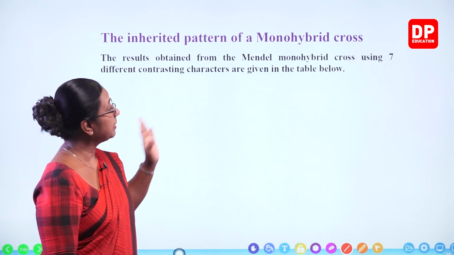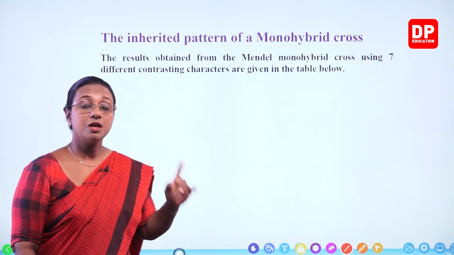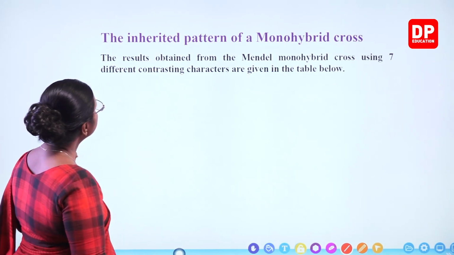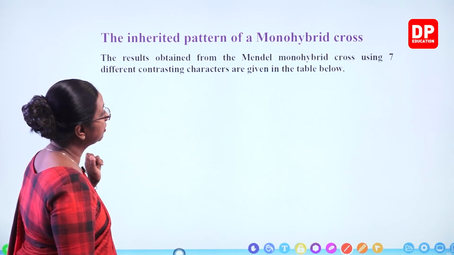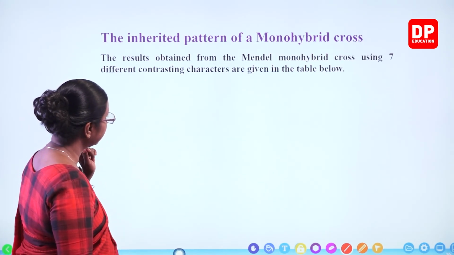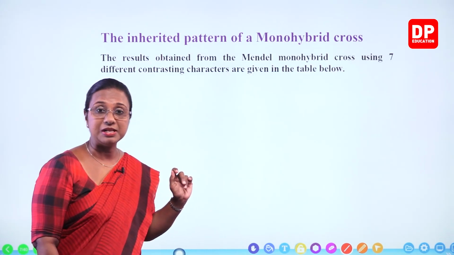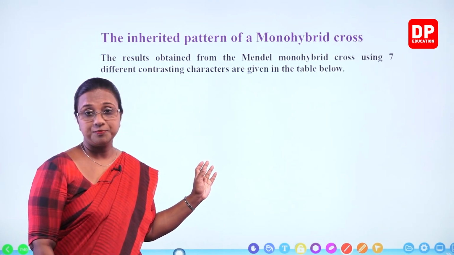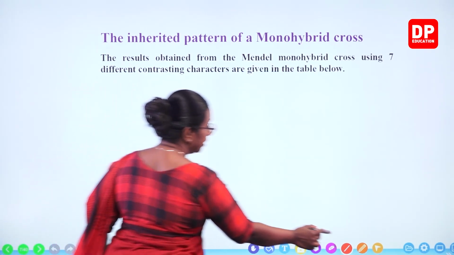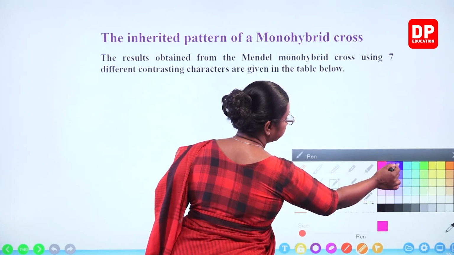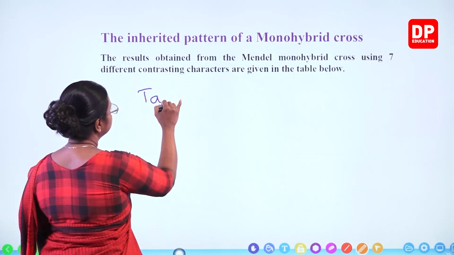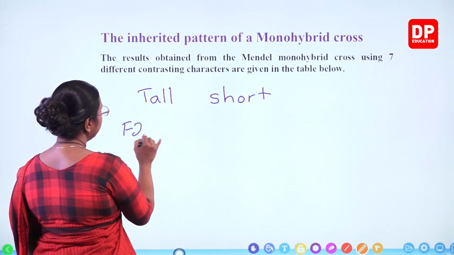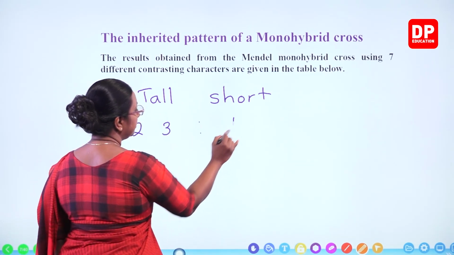You already know the meaning of monohybrid cross: one pair of contrasting characteristics. The results obtained from Mendel's monohybrid crosses using 7 different contrasting characters are given in the table below. We have the table in the next slide, but you already have an idea. I told you we use tall and short plants, and when you get the F2 generation, we get a 3:1 ratio.